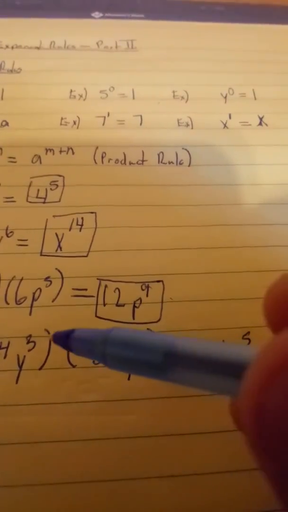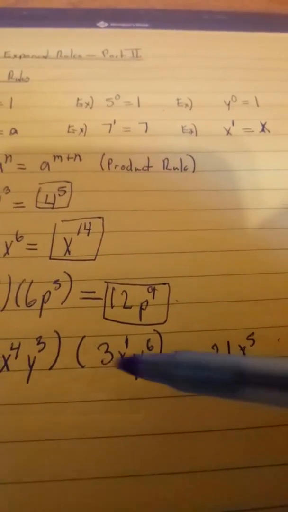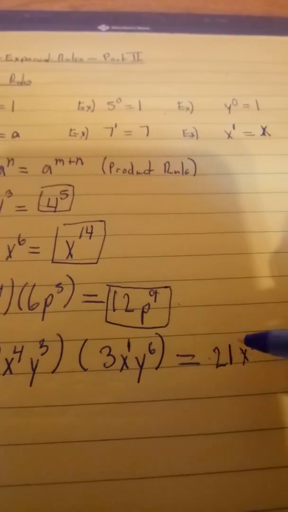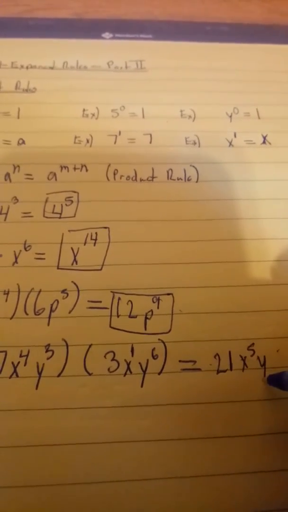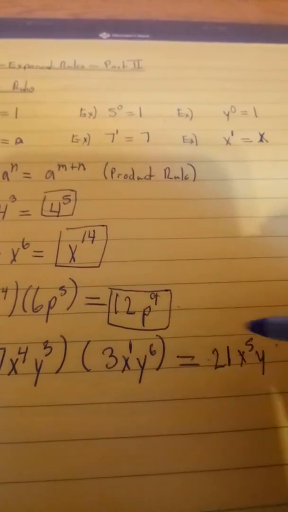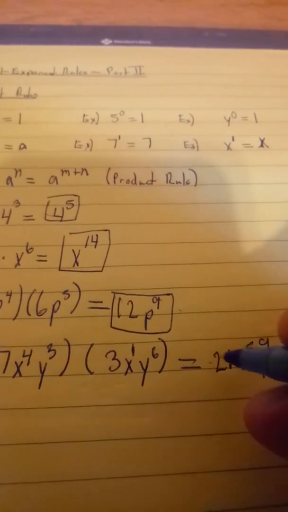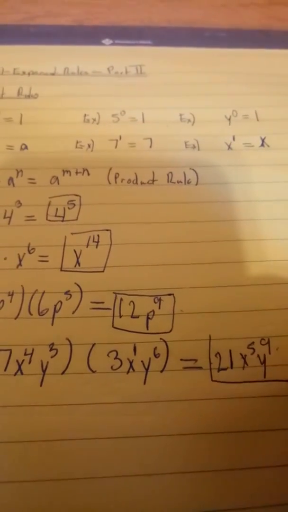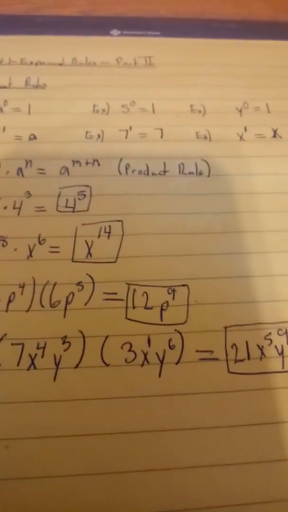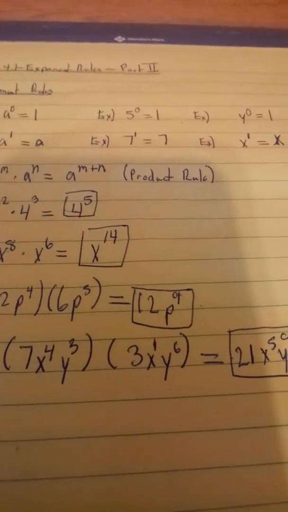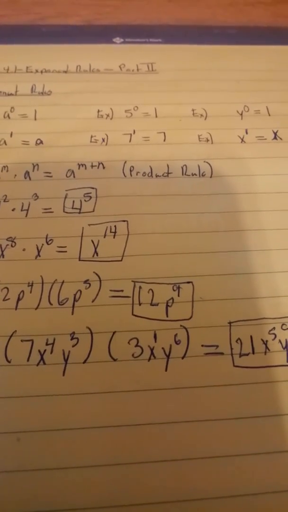And then we're going to take a look at the y. So we have y to the third times y to the sixth. Once again, we use the product rule. So this will be y, and we're going to add the exponents. So 3 plus 6 will be 9. And that would be your answer right there. So once again, this stuff is not difficult. You just have to make sure that you put them in order.